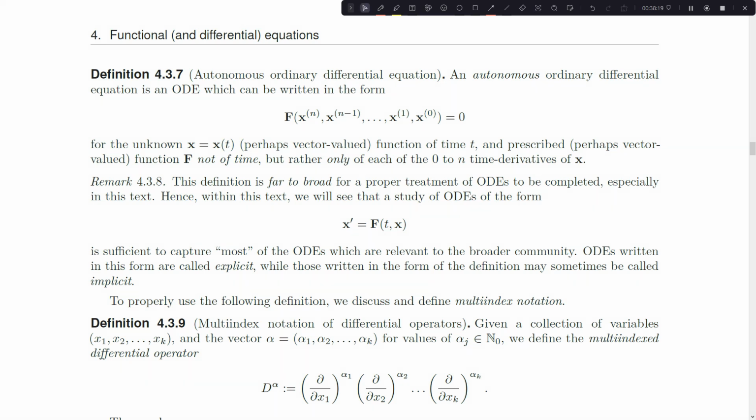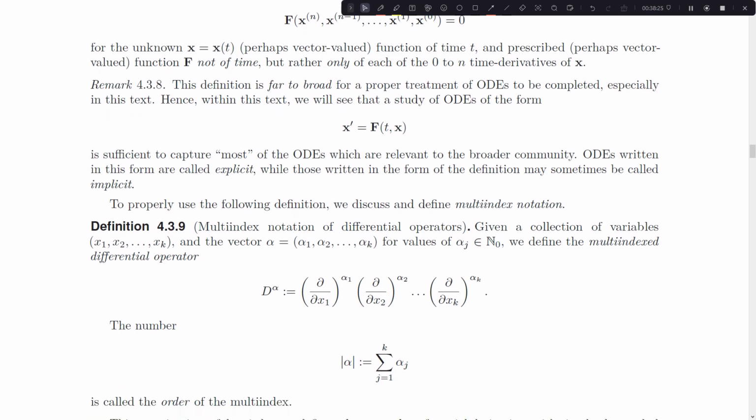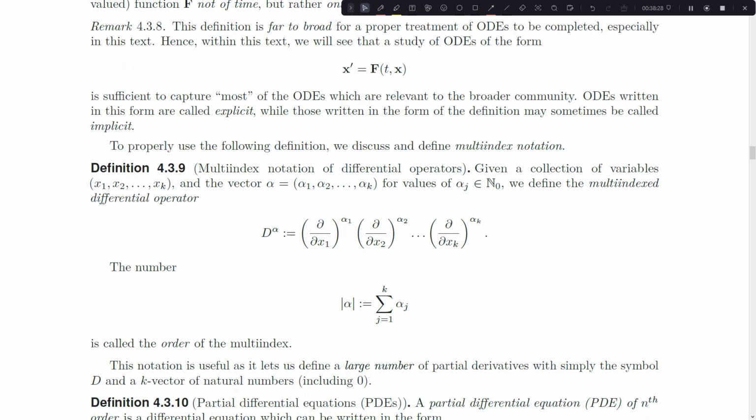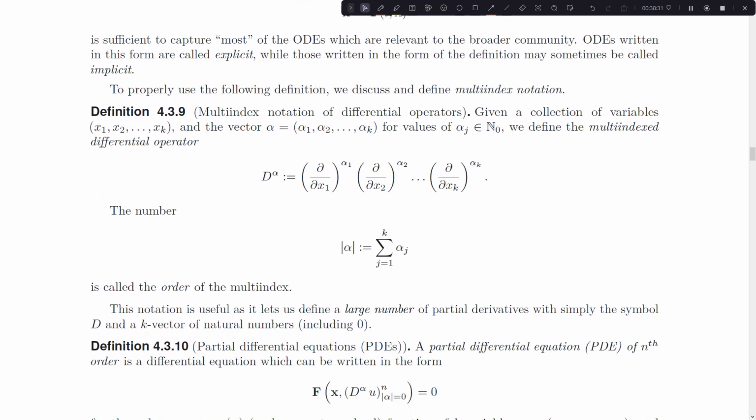We're not going to quiz on this. We're not going to test on this. We're not going to have homework on this. This is just for reference if you ever need it for partial differential equations. Moreover, the magnitude of that vector is called the order of the multi-index.